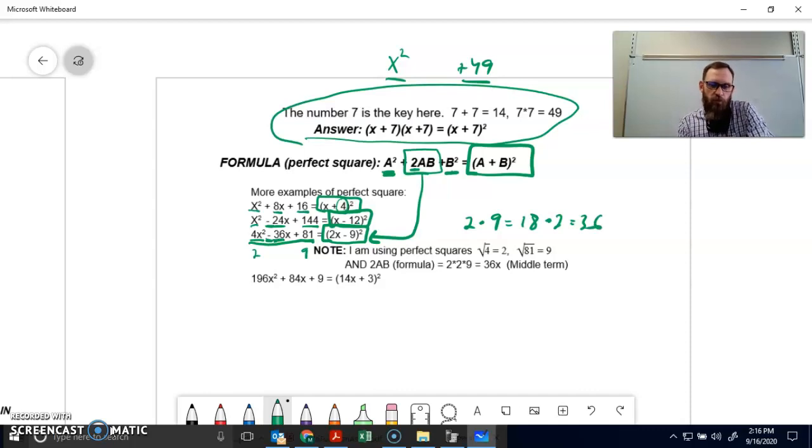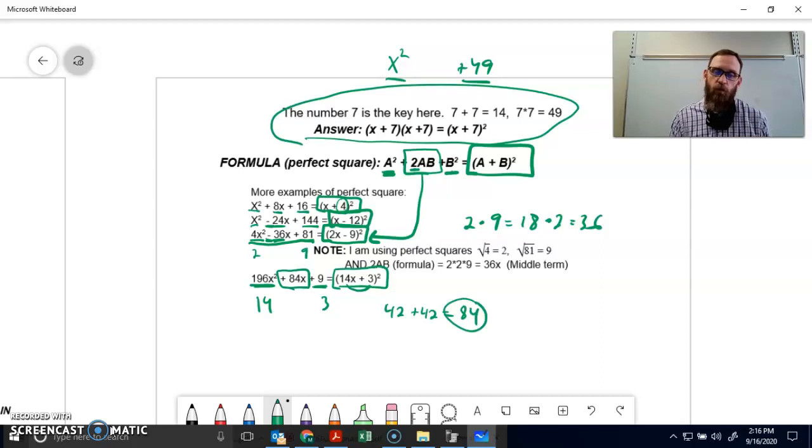Let's do another one real quick. The square root of 196 is 14. 9 is 3 when you take the square root. So 14x plus 3 squared fits these two. Does it fit 84? Well, let's think about it. I have 14 and 3. That would make 42. And when I double it, so I take 42 twice, it gives me 84. So I know that it works. Okay? You can go ahead and start the homework now.